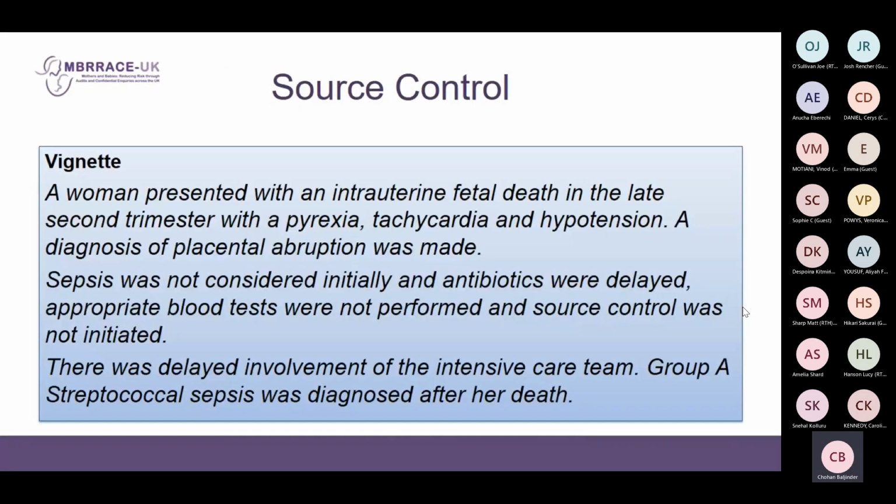So this one relates to source control. A patient who had an IUD in the late second trimester presented with a temperature, tachycardia and low blood pressure. She was diagnosed with a placental abruption, but sepsis wasn't considered initially, so she didn't have any antibiotics or the appropriate bloods, and source control was not initiated. And look at that, it was group A strep again. So this is the point: it's very easy to get sidetracked, and you can see how this could happen to any of us.